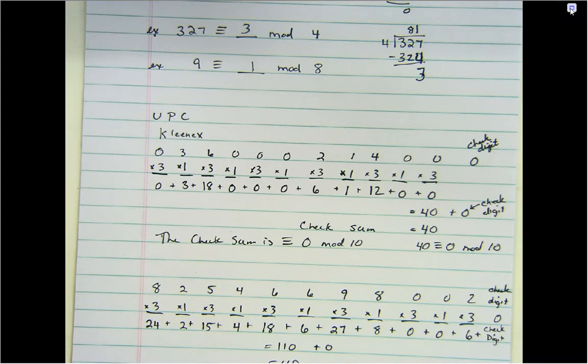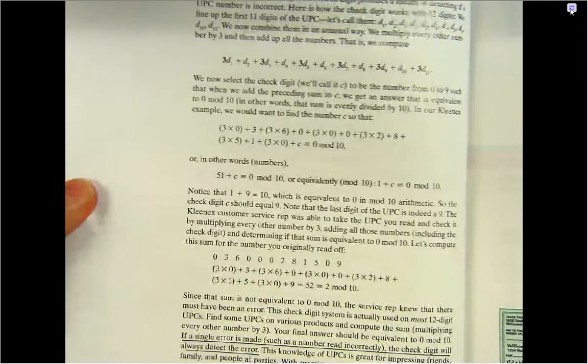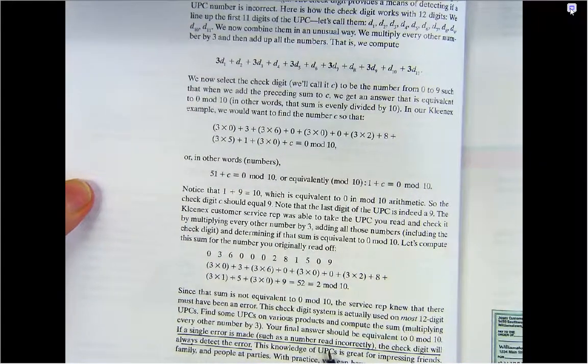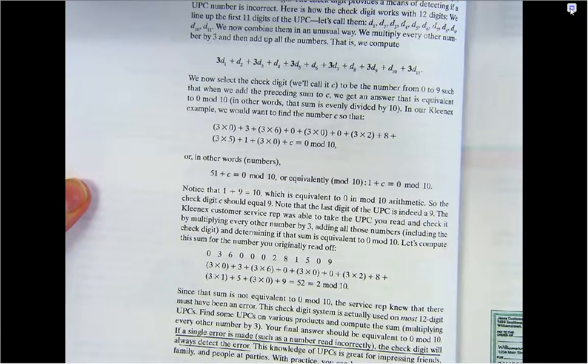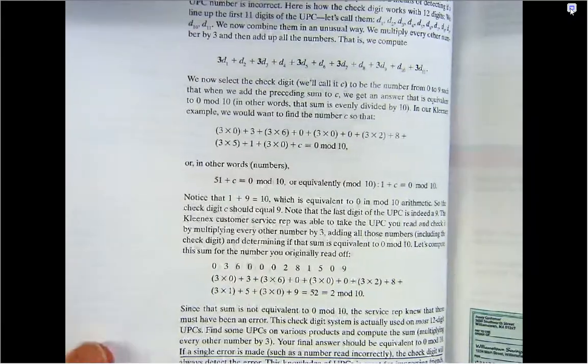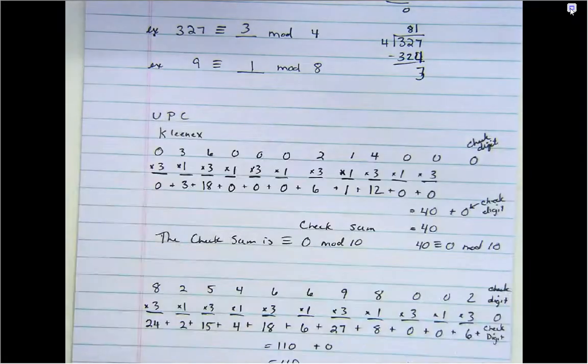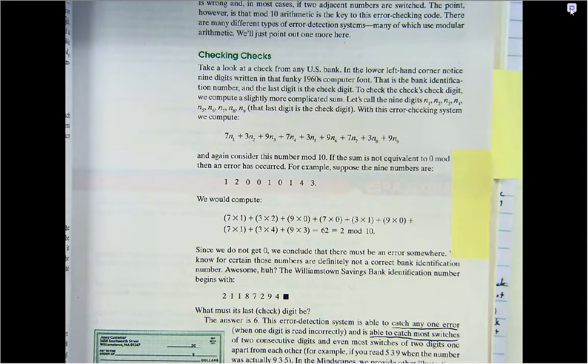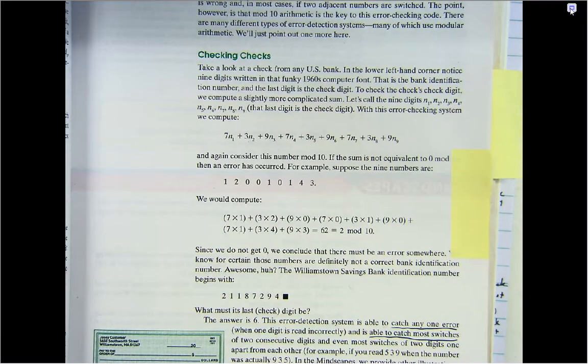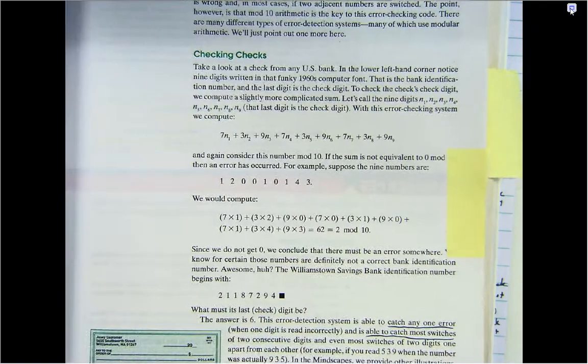Then we're going to look at checks. So this UPC check digit, if a single error is made, such as a number read incorrectly or typed incorrectly, the check digit will always detect the error. Now a check needs a more robust checking system, right? Does anybody else want their IRS refund to go to their account? Not to somebody else at the bank.